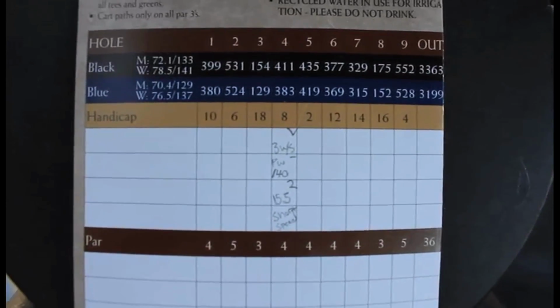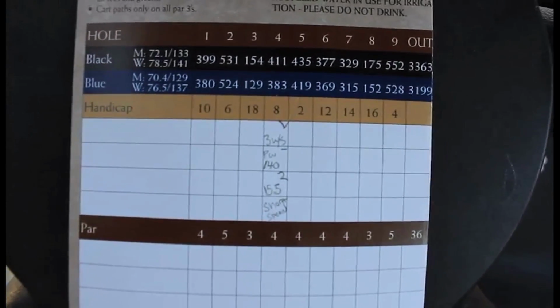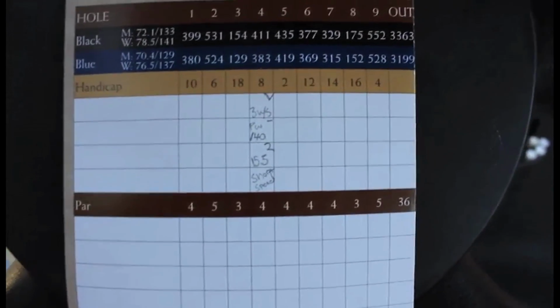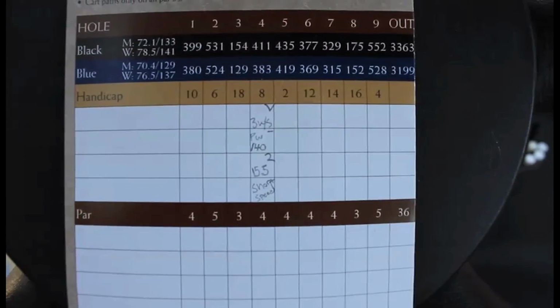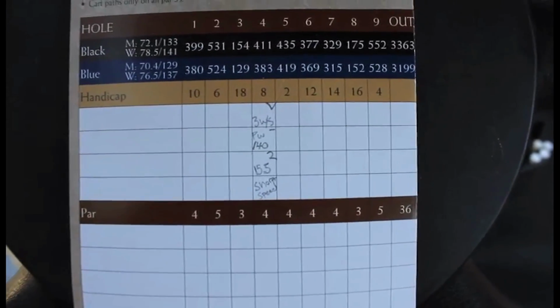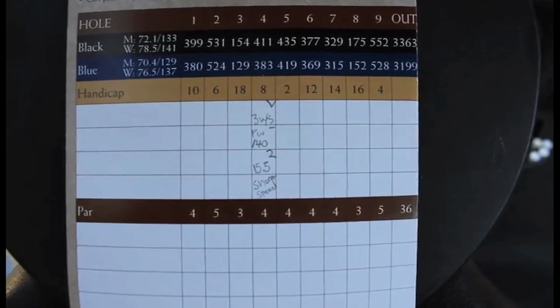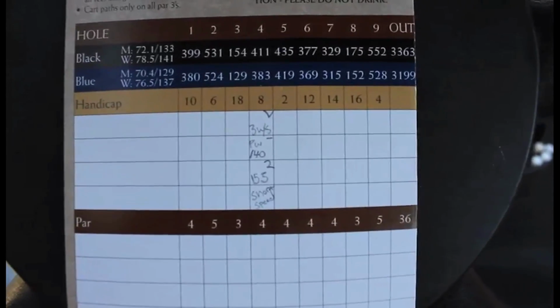Okay, so here was what my scorecard would look like after that hole. I put 3W for 3 wood, S for straight, put a check mark because I hit the fairway, and then I put PW for pitching wedge, 140, missed the green with my little dash, and then after that, sorry, it'd be 15.5 feet away, 2 putts, and I put short for speed.